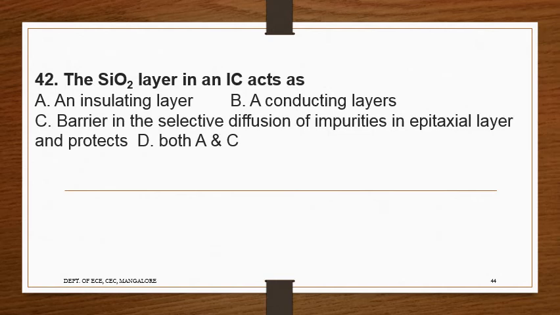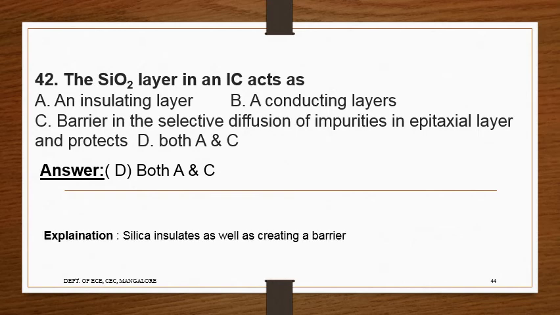The silica layer in an IC acts like A, an insulating layer, B, conducting layer, C, barrier in the selective diffusion of impurities in epitaxial layer, and protects, D, both answers A and C. The answer is D, both answers A and C are right. Insulating layer as well as a barrier in the selective diffusion of impurities in epitaxial layer as well as protection.